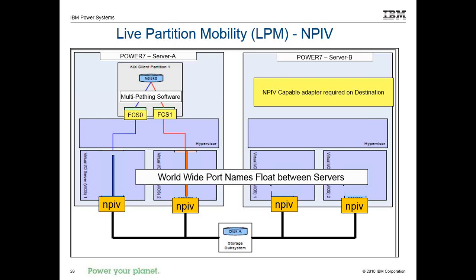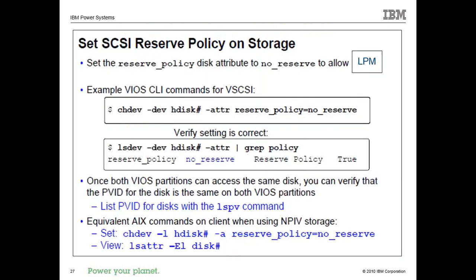I see customers that have vSCSI with root VG, and then all their data VGs are NPIV. So that looks fine too. A couple more charts here.